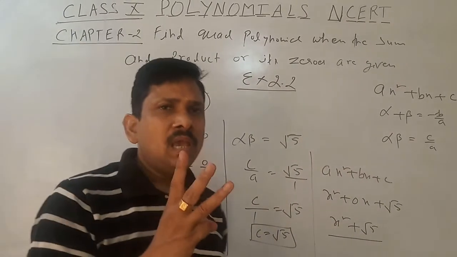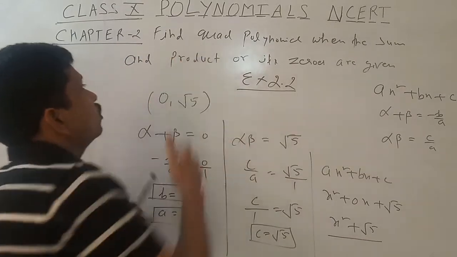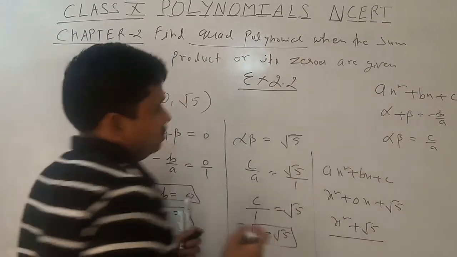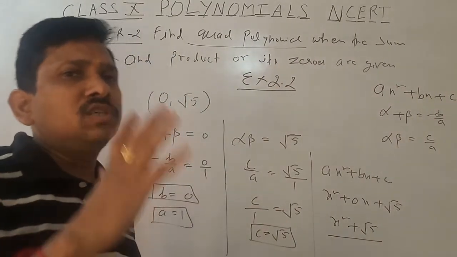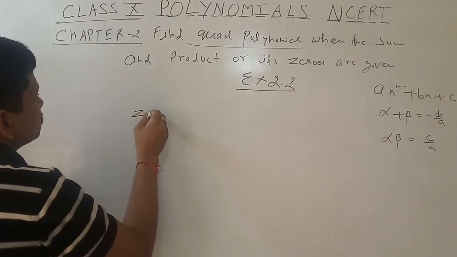Okay, these are three examples when we have a sum of zeros and product of zeros, and how we can make the quadratic polynomial. Is it okay? Now take some more questions when we have only zeros, not the sum and product.